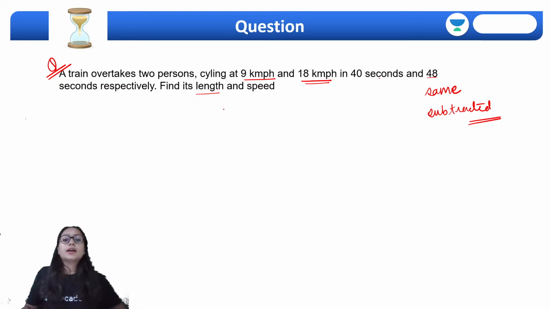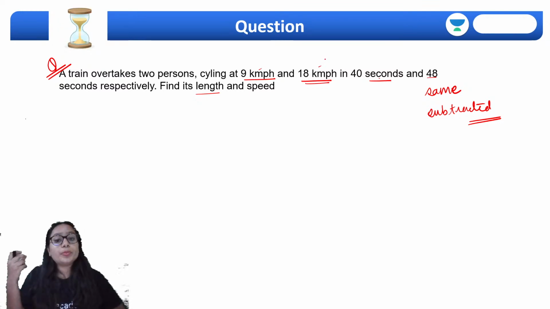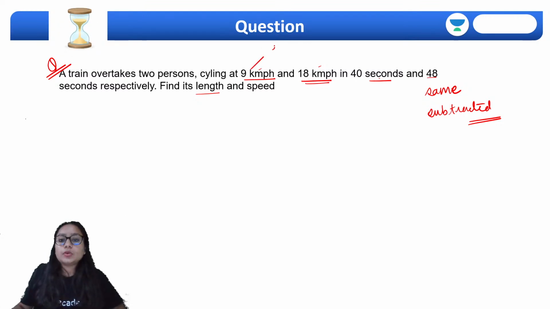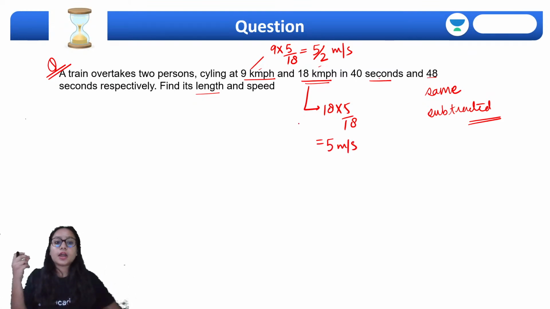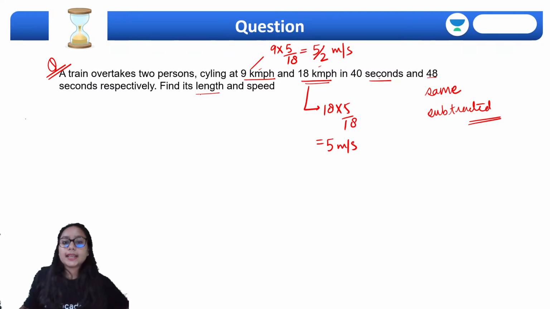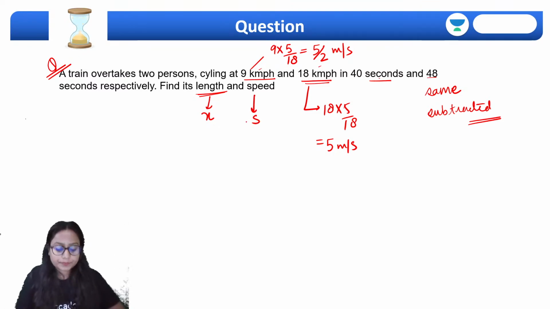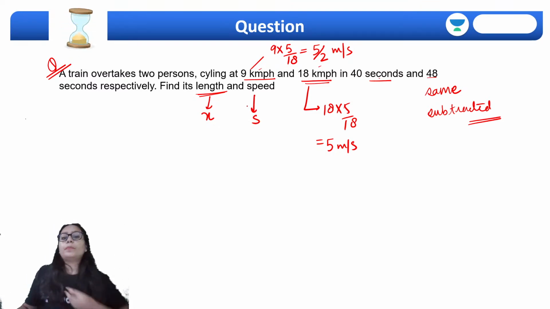Now let's see. So here the time is given in seconds, but the speeds are given in kilometer per hour. So therefore I am going to convert the speed to meter per second. So what is 9? 9 you can write as 9 into 5 by 18, which is equal to 5 by 2. So this is 5 by 2 meter per second. What about 18? 18 is 18 into 5 by 18. So this is equal to 5 meter per second. Alright, so these are the speeds in meter per second. Now let us take the length of the train as x and speed of the train as s. I hope this is clear.